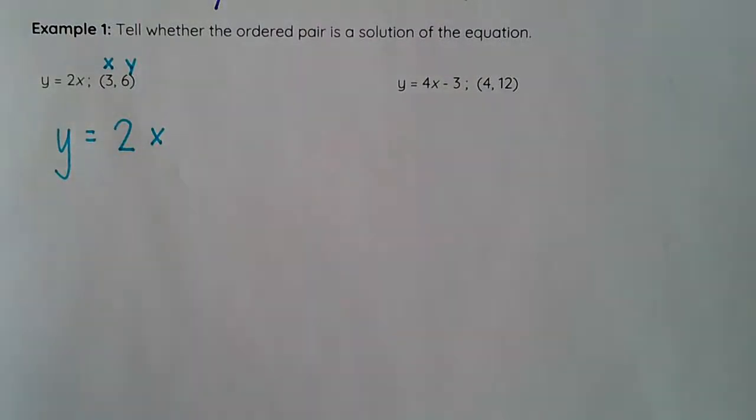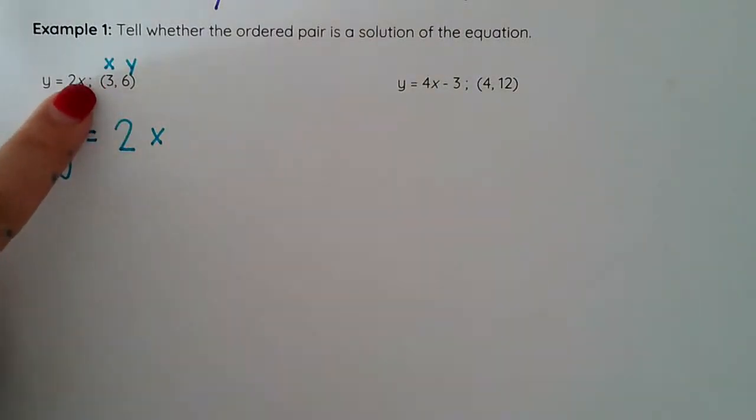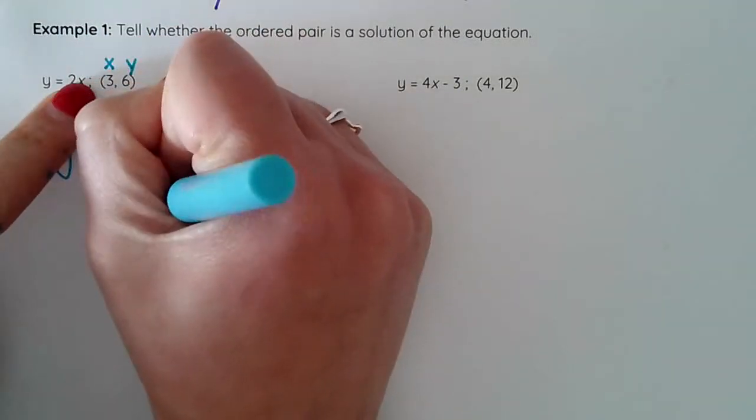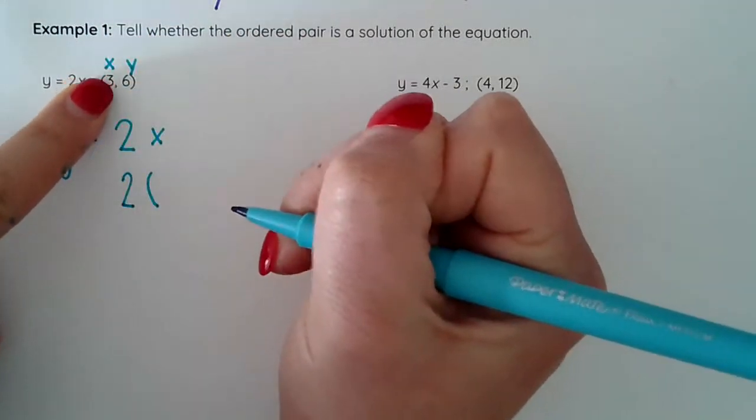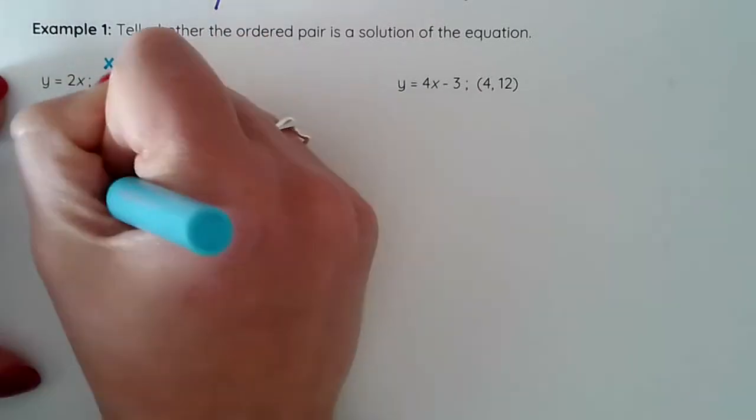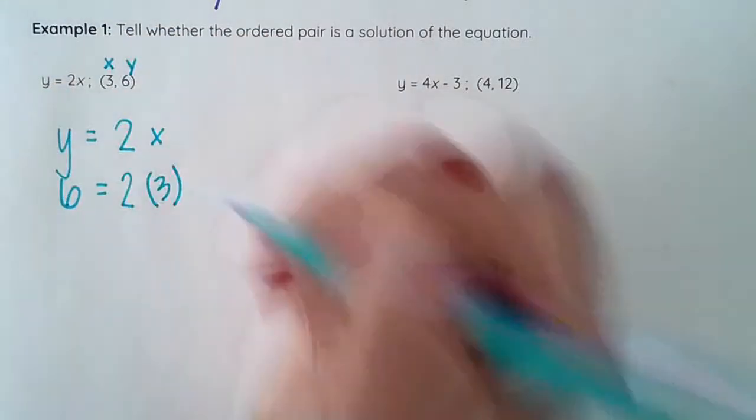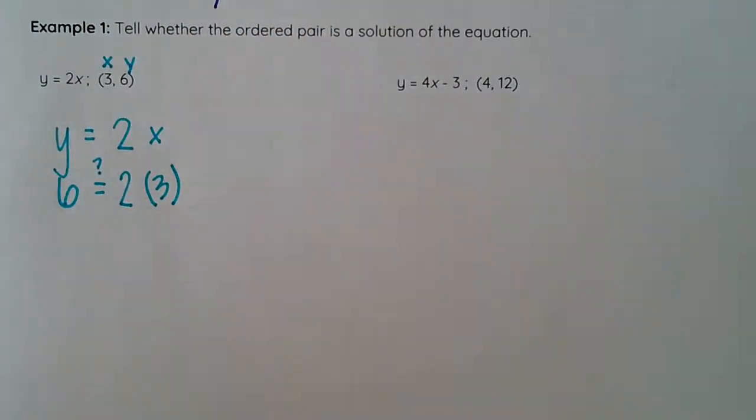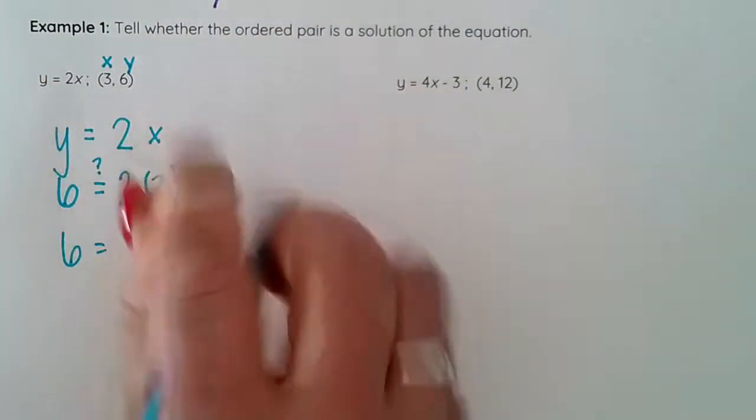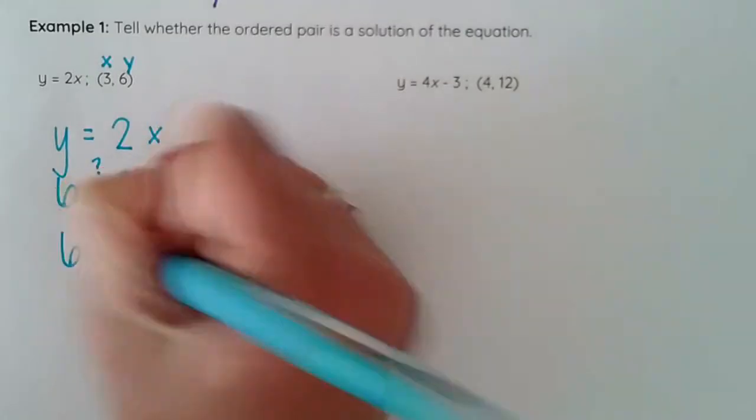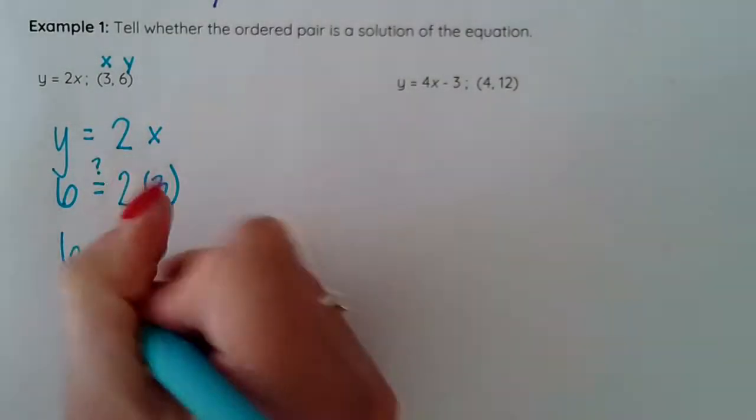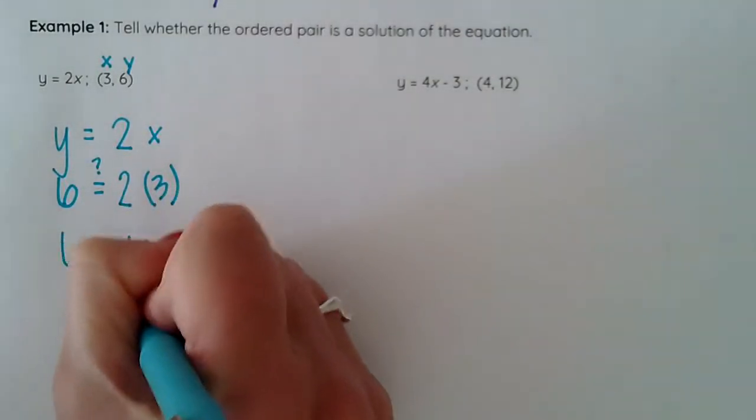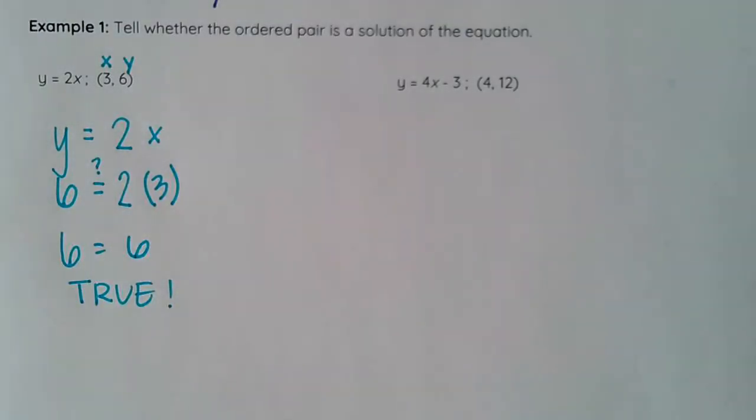So I substitute in. I've got 2 being multiplied with our x, which is 3, and we're checking to see if it equals 6. So we don't know yet. Now we simplify it out. 6 equals 2 times 3, which is 6. So yep, 6 does in fact equal 6, making our equation true.